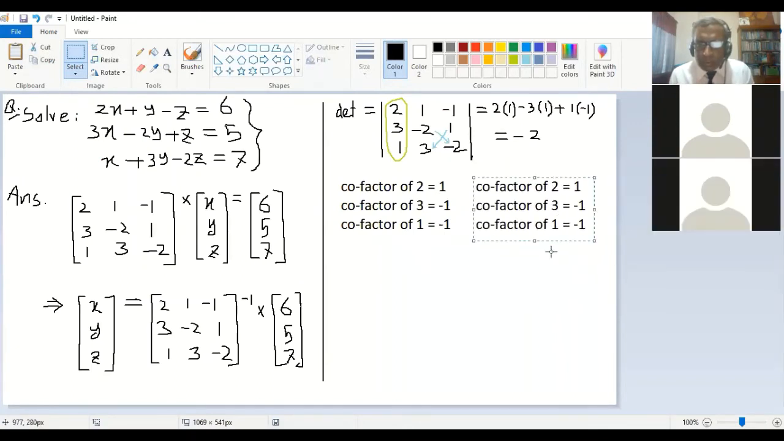Next column, we are just writing this quickly. Okay. So this was the first column, 2, 3, 1. Now I am writing the cofactor for the second column, that is 1, -2, and 3. So what will be the cofactor of 1? This is for the second column. Okay. So what will be the cofactor of 1? Sir, -6 -1. That means -7.